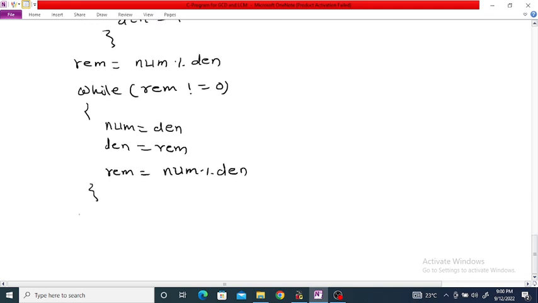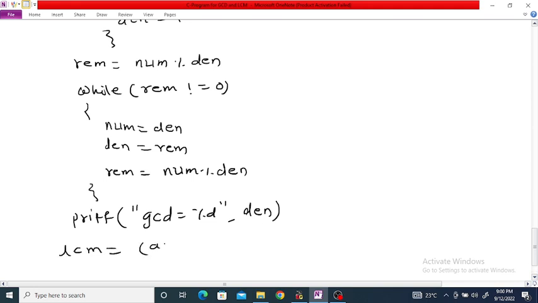And finally, when this condition is false, we print GCD is equal to printf GCD is equal to percent d, denominator, which is our GCD. And finally LCM is equal to a star b divided by GCD.